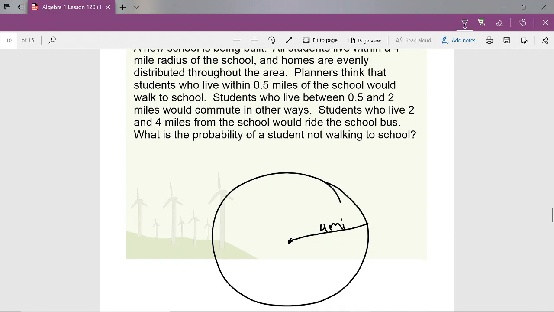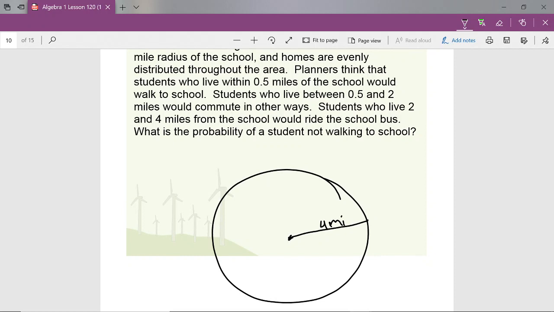Planners think students who live within half a mile of the school would walk to school. So here's our half mile. And so those folks are going to walk to school. From 0.5 to 2 miles, they would commute in other ways. So maybe they would ride their bike, maybe they would get a ride with a parent, but all the way up until 2 miles here, so all the way along here is 2 miles. And then from 2 miles to 4 miles, so this outside piece here, I'll make that a little bit clearer.